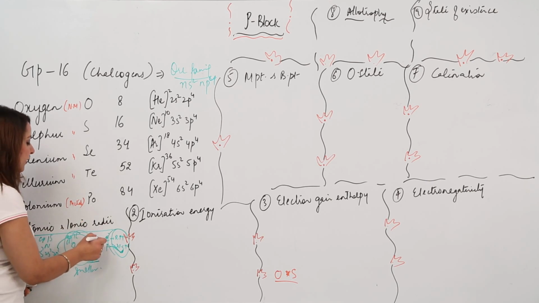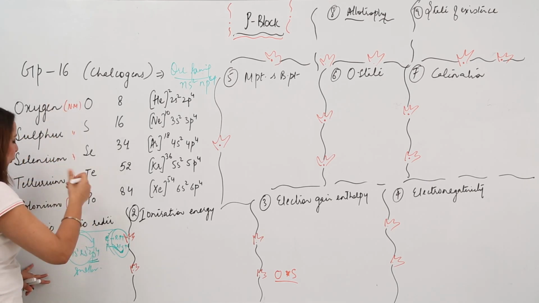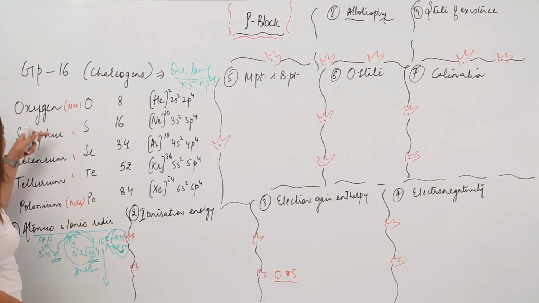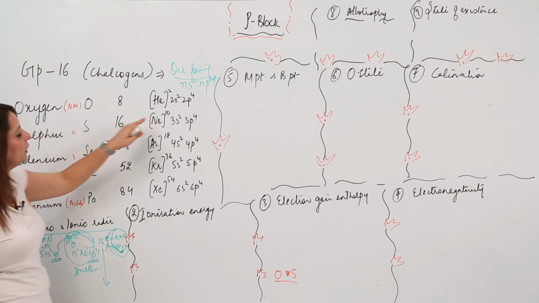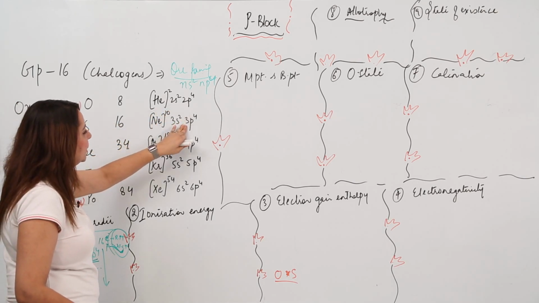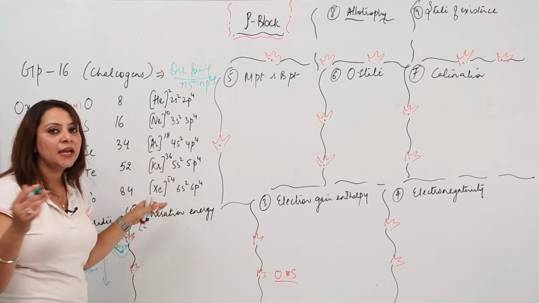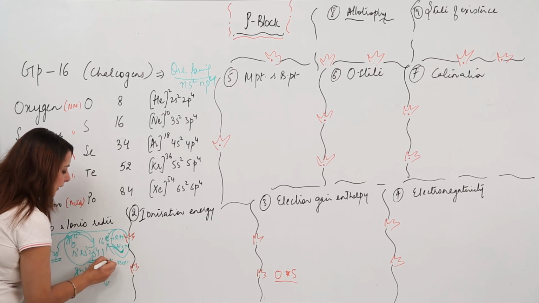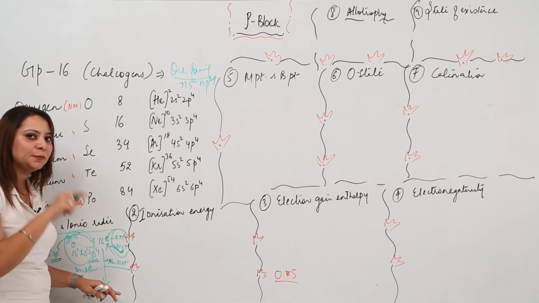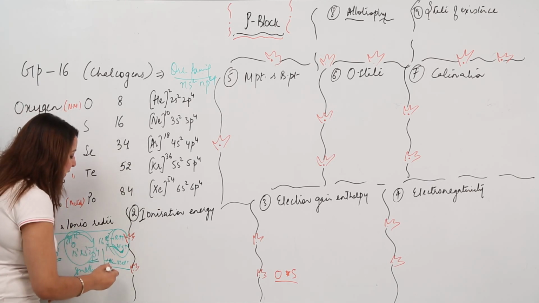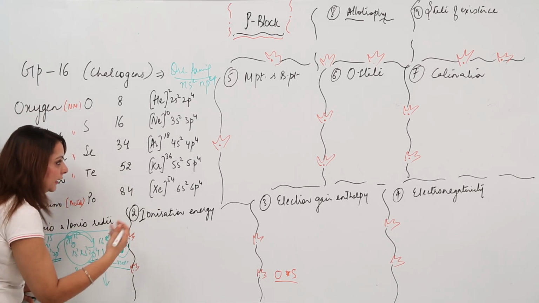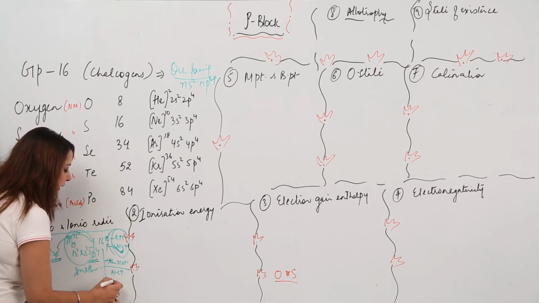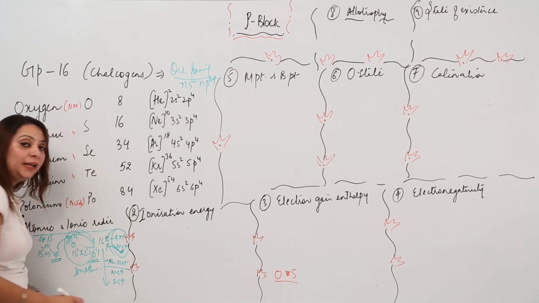But if we move along group 16, what kind of variation do we see? If I move from oxygen to sulfur to selenium, the last shell is 2, then 3, 4, 5. Every time a new shell is added. When a new shell is added, electrons increase and an equal number of protons also increase. That means the nuclear charge is increasing, and along with that there is an increase in the shielding effect also.